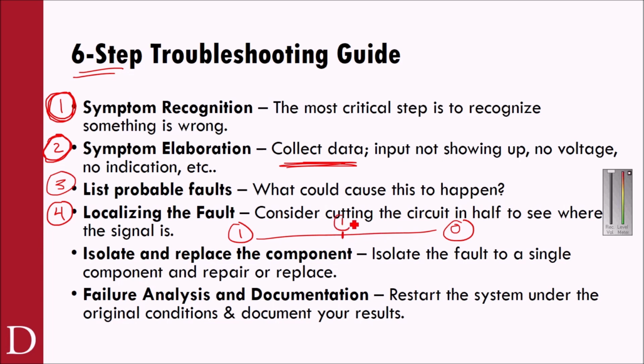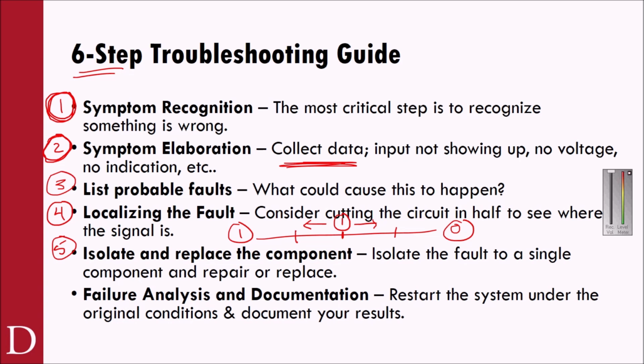If I have a 1 here, I can go this way and continue going until I get a 0. If it's a 0 here, I'll go this way. And I just keep cutting the circuit in half until I find the area where it changes from 1 to 0, or the pressure drops, or the voltage changes, or something like that. We'll go into that one in a little more detail in a minute here.